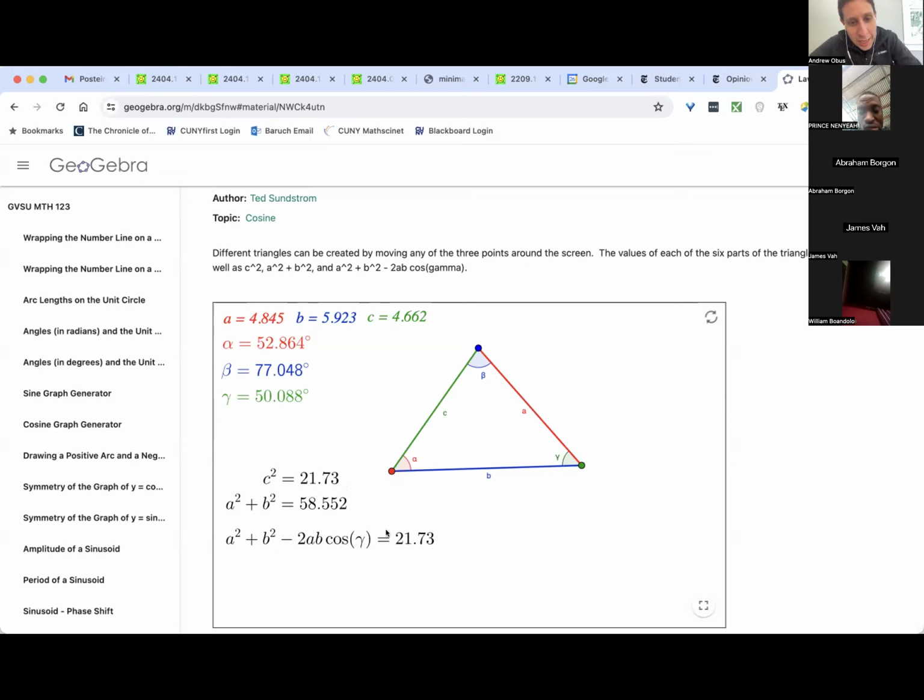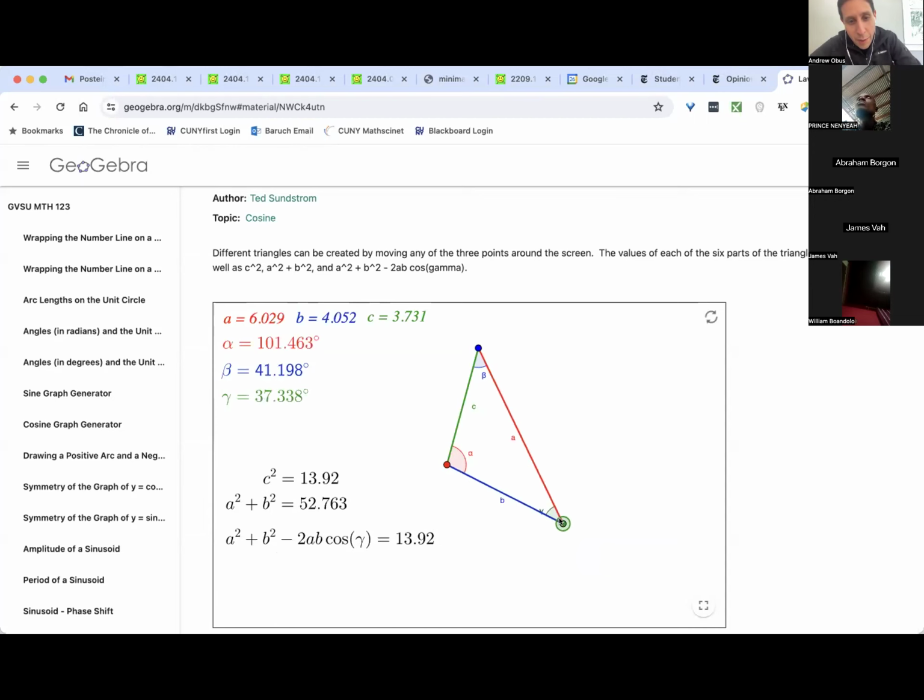What we should see is that a squared plus b squared minus 2ab cosine gamma is always going to be the same thing as c squared. So if I move the triangle around, you can see that this row and this row should always be the same, no matter how I move the triangle. For instance, if I move this point, I'm not changing side C at all. I am changing a squared plus b squared because I'm stretching them.